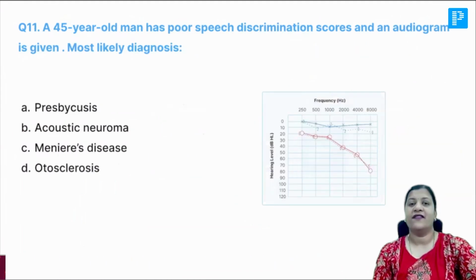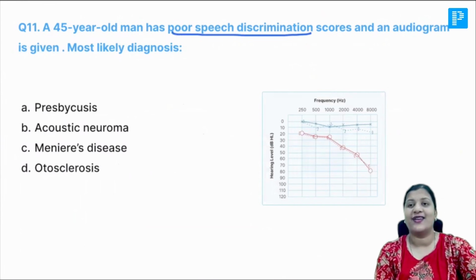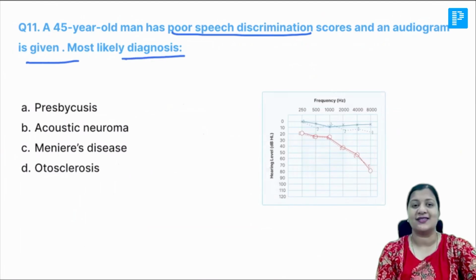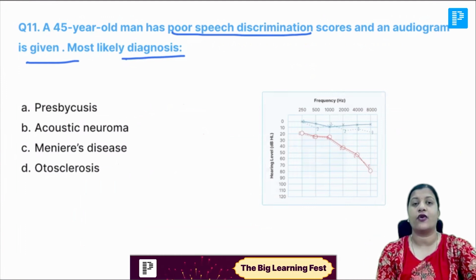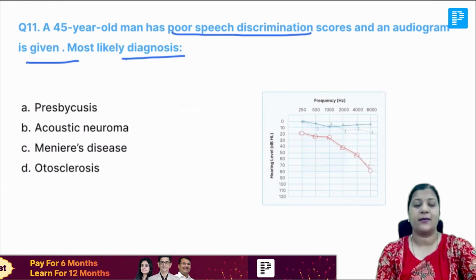Great. A 45-year-old man has poor speech discrimination scores. I've already told you, whenever you have a poor speech discrimination score, what should come to your head, guys? Think about it. Audiogram is given. What is the most likely diagnosis? Please think about it. Whenever we talk of poor speech discrimination, which pathologies are we thinking of? Cochlear pathologies or retrocochlear pathologies? I want you to think about it.